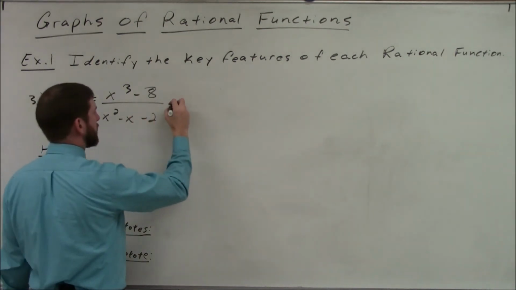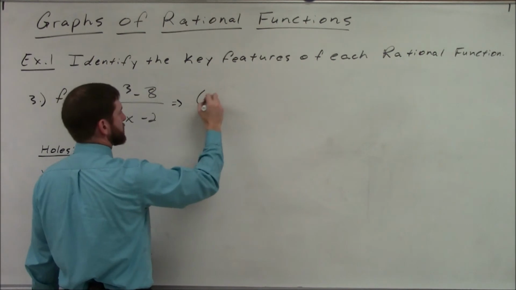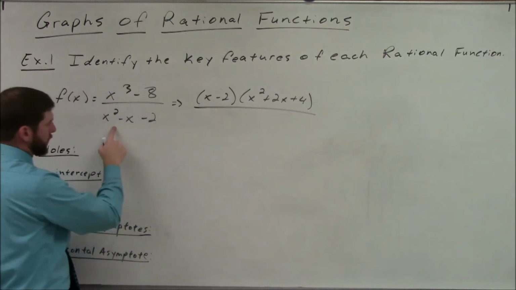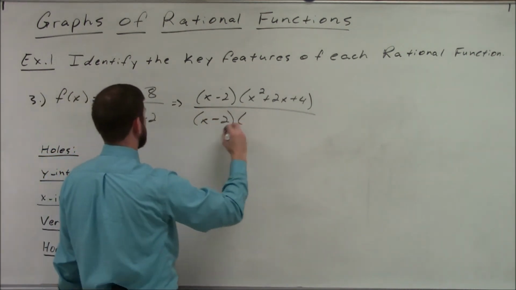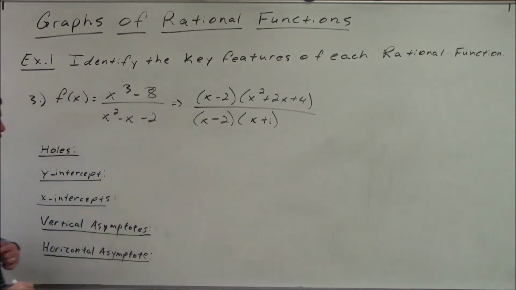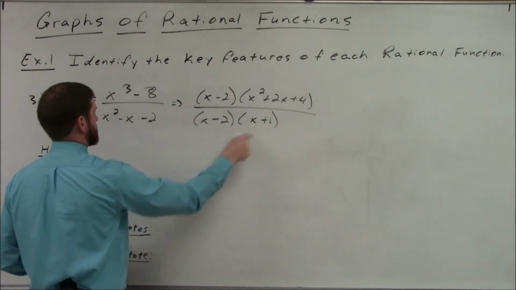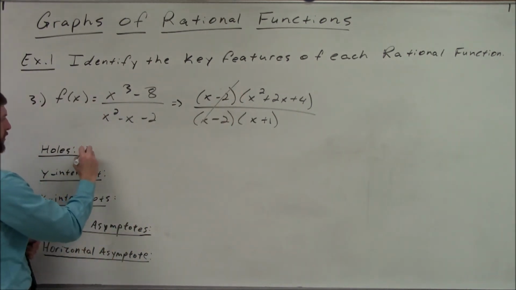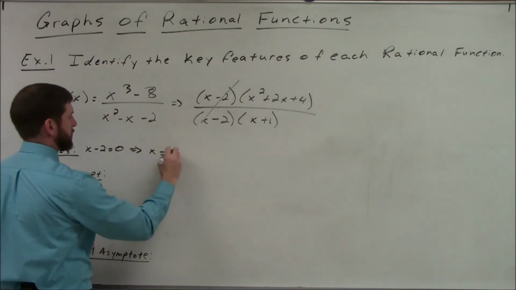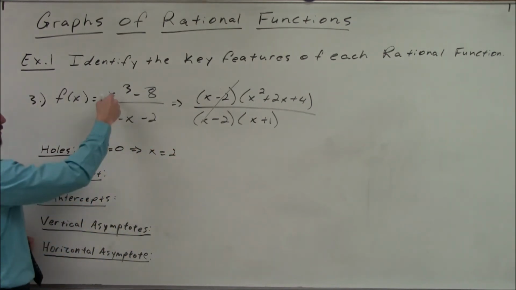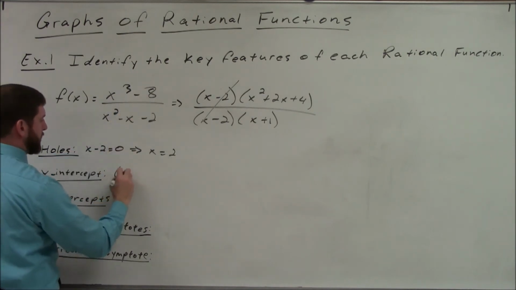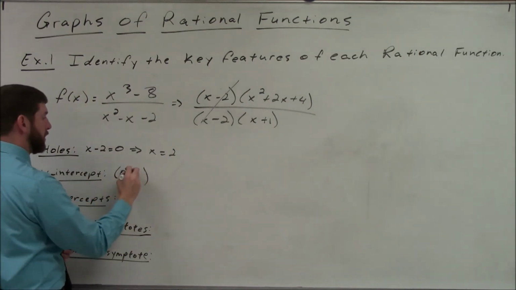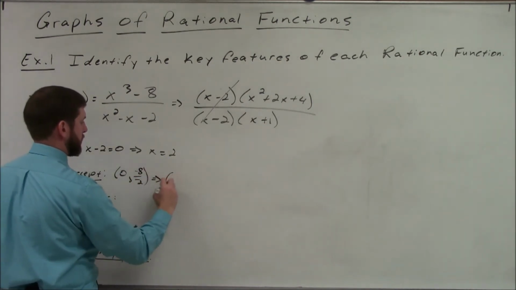First thing we do is factor. We recognize the difference of two cubes, so it's x minus 2 times x squared plus 2x plus 4. For the denominator, x minus 2 and x plus 1, right? Negative 2x plus 1x is negative x. So what canceled? The x minus 2's. So there's your hole, x equals 2. Y-intercept: 0. We're left with a ratio of the constants, which is -8 over -2, so that's (0, 4).